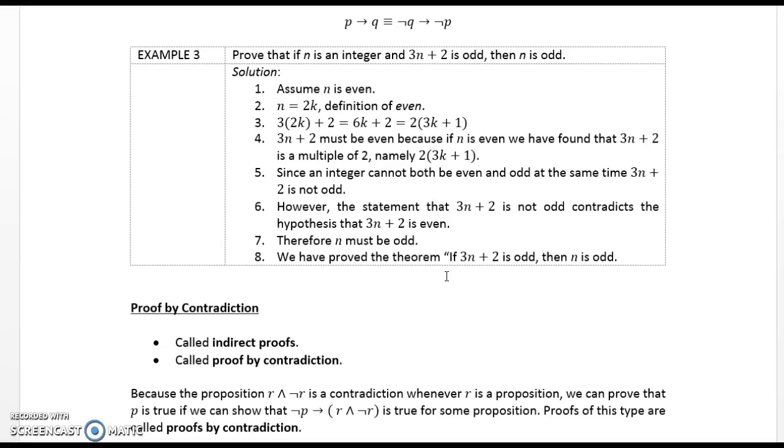Assume n is even. n is equal to 2k by the definition of even. 3 times 2k plus 2 is equal to 6k plus 2, which is equal to 2 times 3k plus 1. 3n plus 2 must be even because if n is even, we have found that 3n plus 2 is a multiple of 2, namely 2 times 3k plus 1. Since an integer cannot both be even and odd at the same time, 3n plus 2 is not odd. However, the statement 3n plus 2 is not odd contradicts the hypothesis that 3n plus 2 is odd. Therefore, n must be odd. We have proved the theorem: if 3n plus 2 is odd, then n is odd.